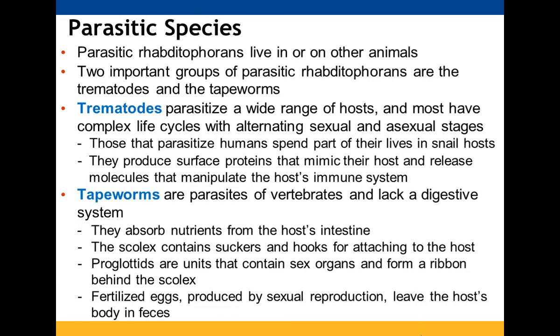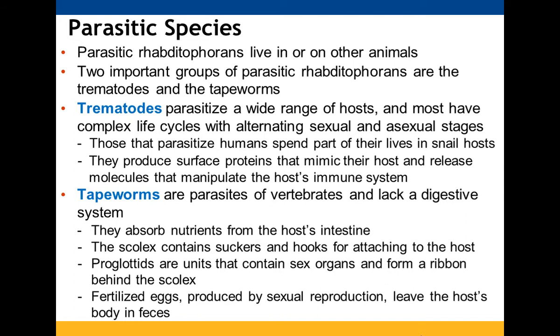The parasitic ones are the trematodes and the tapeworms. Trematodes can parasitize all sorts of hosts, and they can alternate between sexual and asexual stages. The ones that parasitize humans will tend to live in snail hosts to start with. And then they have surface proteins that mimic their hosts and release molecules that allow them to go after your immune system.